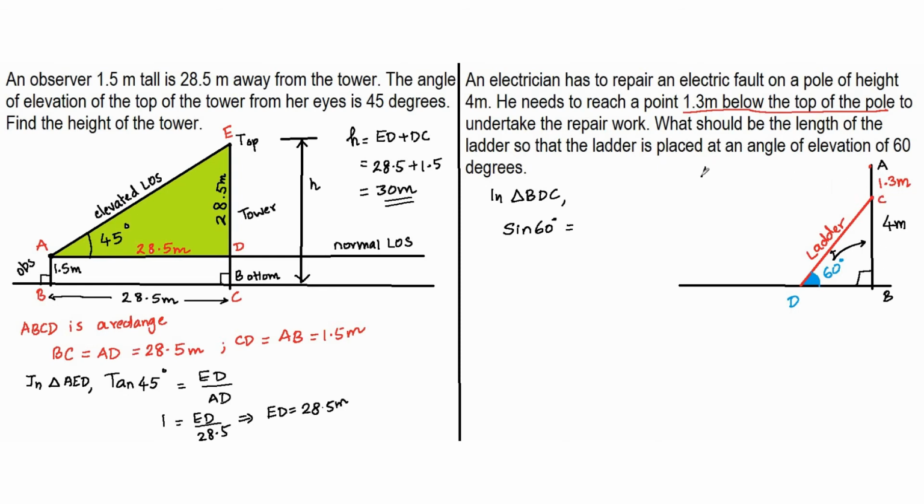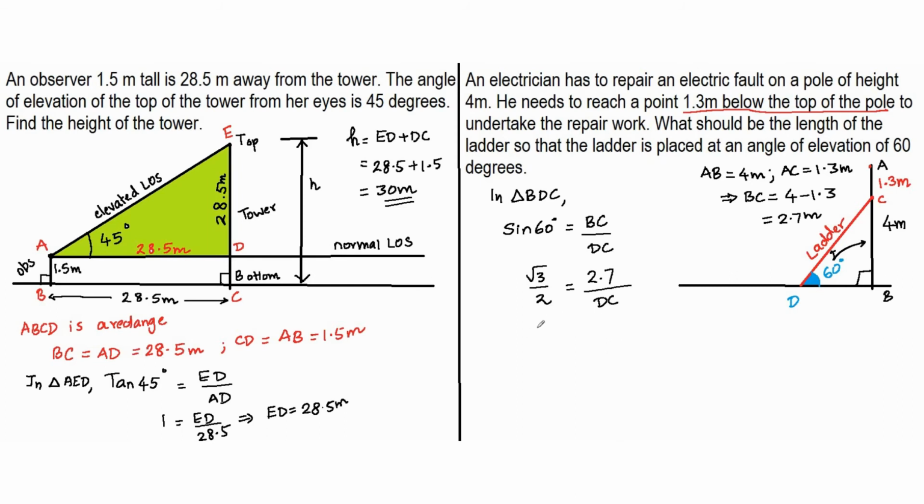AB is equal to 4 meters. So I know that the length of AB is 4 meters, and the length of AC is 1.3 meters, which means that the length of BC is 4 minus 1.3, which is basically 2.7 meters, right? So sine 60 degrees will be equal to BC divided by the hypotenuse, which is DC. Now sine 60 is root 3 upon 2, which is equal to BC, 2.7 meters, divided by length DC, which is to be found.